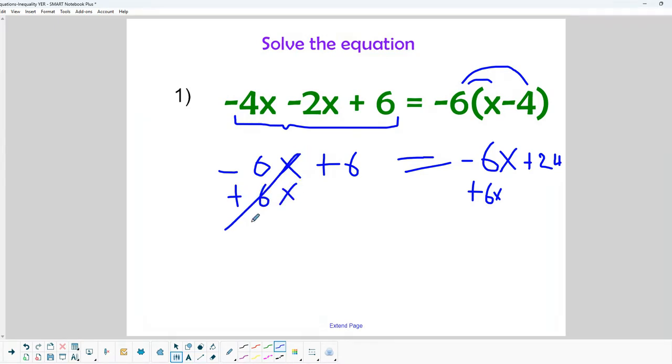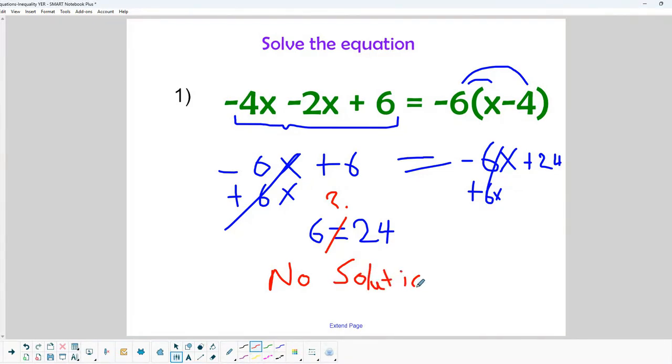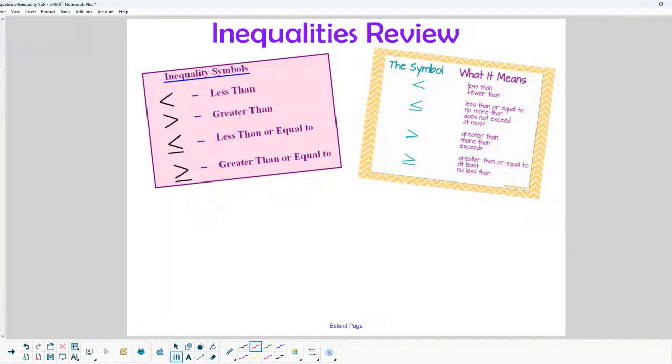Oh, look at that. The x's canceled out on both sides. That just leaves me with 6 equals 24. Well, that's not equal. So if it's not equal, we've got one of those problems that we have no solution to. So there we go. So you can see how these can show up. Just be watching for what comes up when you solve it the normal way, and then you'll know if it's one solution, infinite solutions, or no solution.